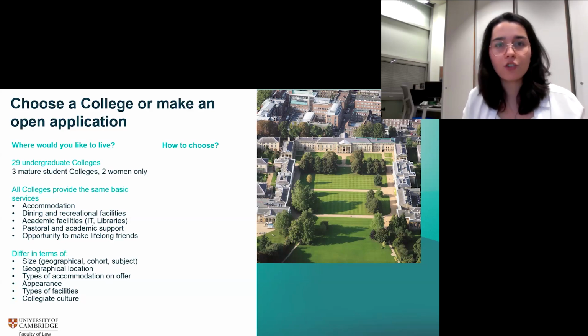And also the collegiate culture. So how do they feel, basically? I would say the overwhelming majority of people that I have asked have said that the college just felt right to them.